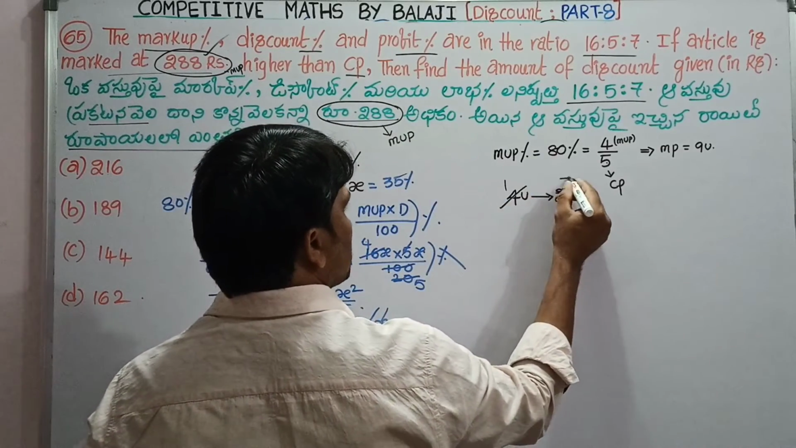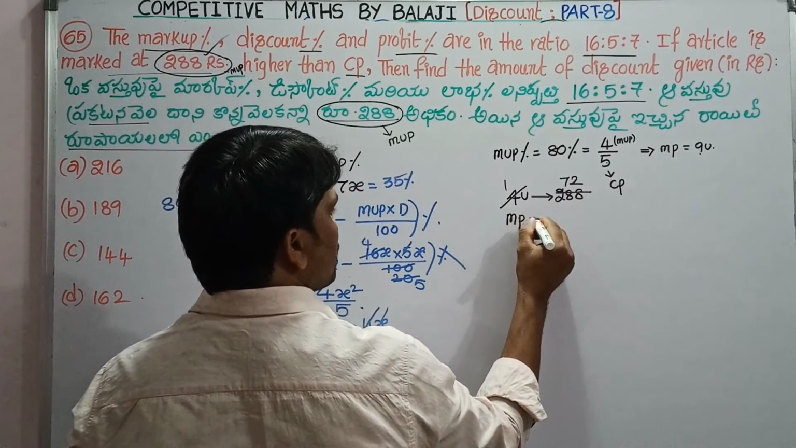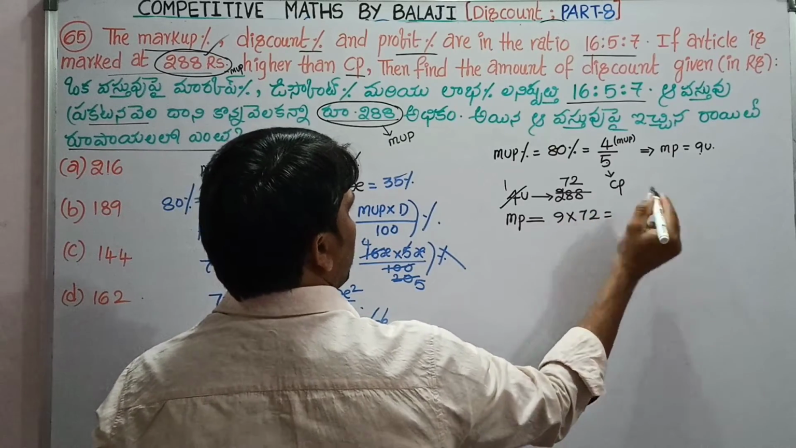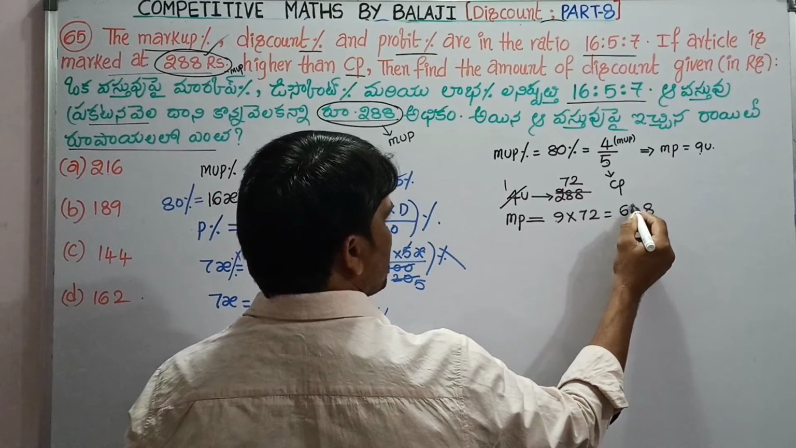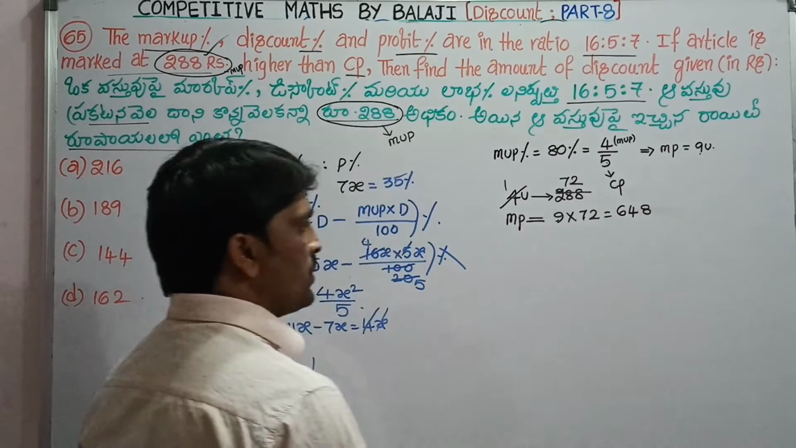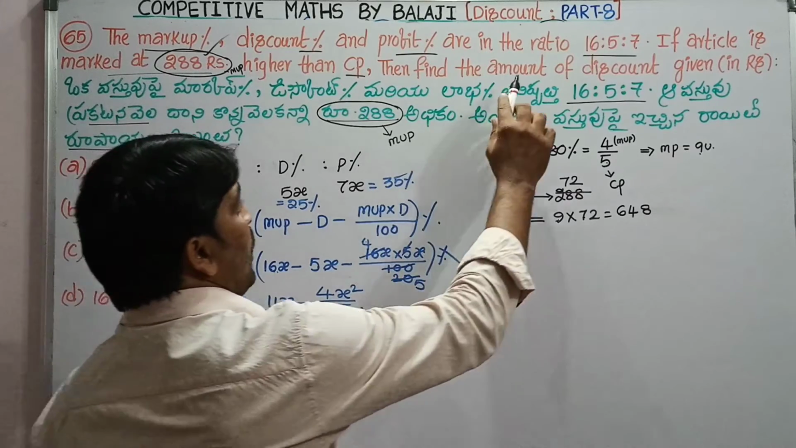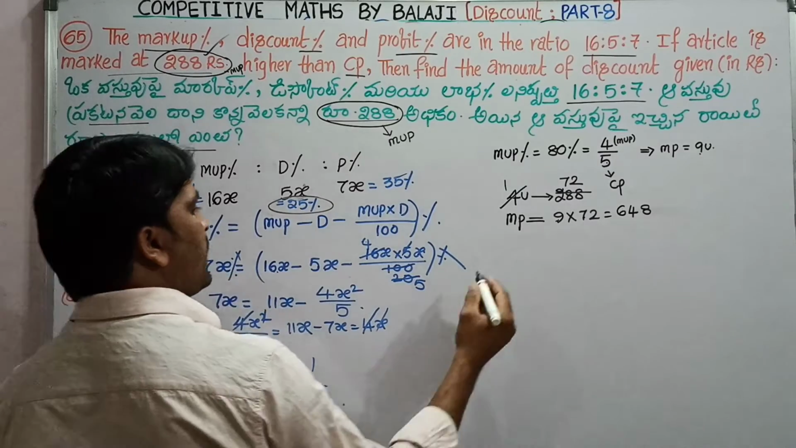1 unit value is 72. But marked price is 9 units. Marked price is equal to 9 into 72. 9 2s are 18, 9 7s are 63, so 648 rupees is the marked price. But we have to find the amount of discount.